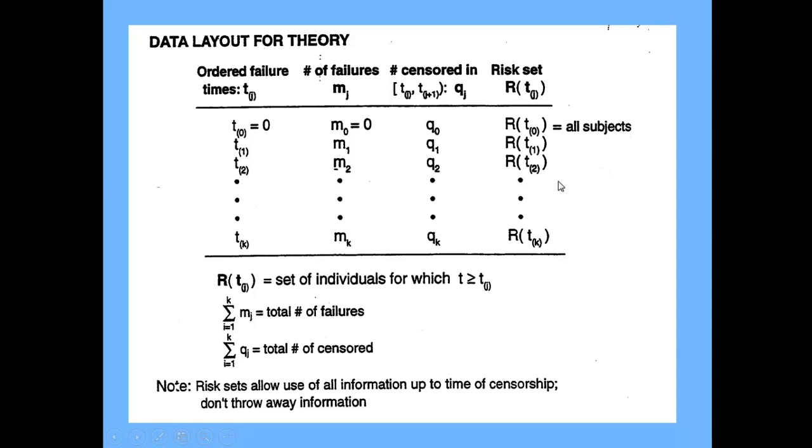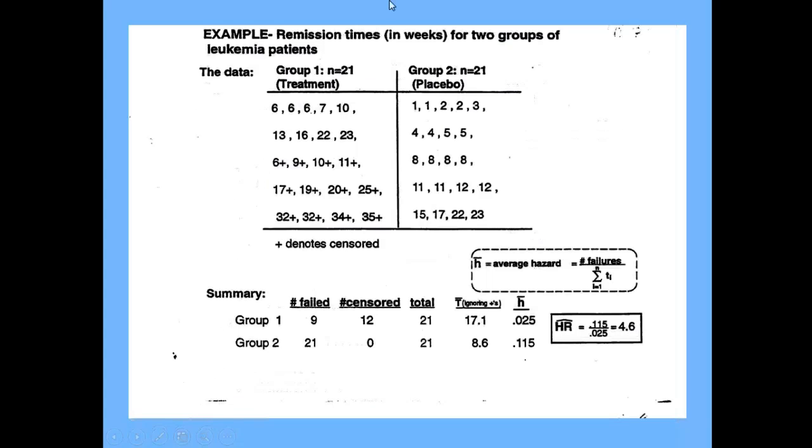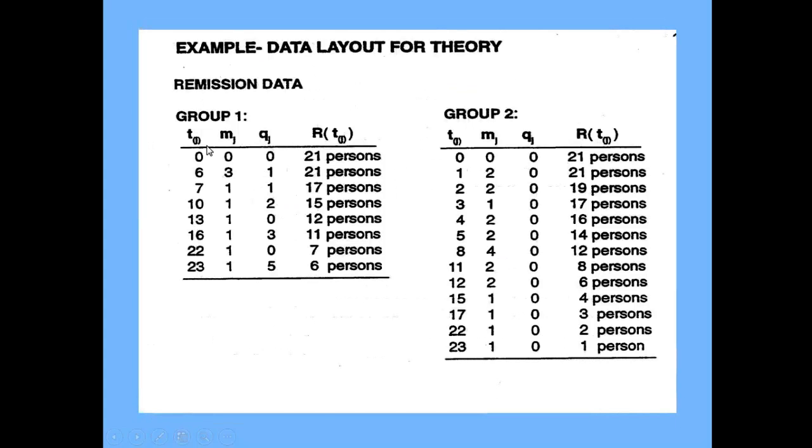Now who's at risk at time 7? What are the people in the risk set at time 7? Well, are these 3 people in the risk set at time 7? No, because they already failed. Is this person in the risk set at time 7? No, because they already were censored. So the risk set at time 7 doesn't include these 4 people. That's how you do it. That's tricky.